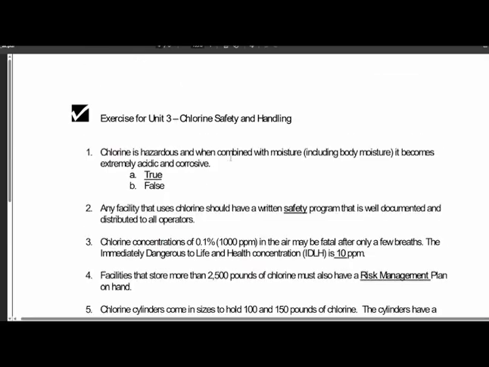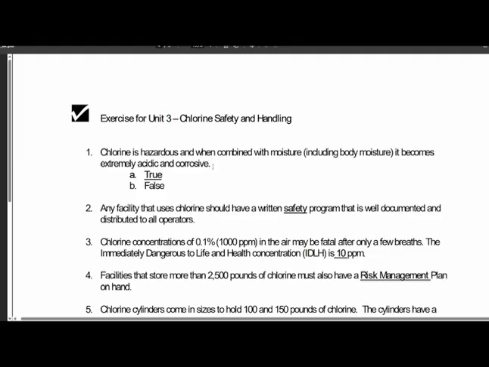Chlorine is hazardous when combined with moisture, including body moisture. It becomes extremely acidic and corrosive. Remember that scene in Fight Club where he kisses the back of the hand and then he pours that powdered bleach on top of it, and it basically scars him for life because it became corrosive? Basically like that. Only they used lye instead of powdered bleach, but same effect.